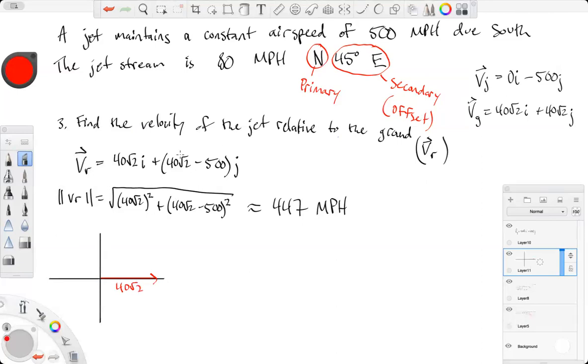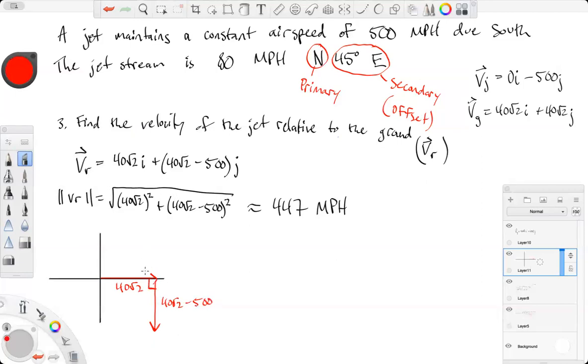And now for the j component, I want to know, is this positive or negative? Looking at this, 40 times the square root of 2, I don't know what that is, but I do know that the square root of 2 is less than regular 2, and 40 times 2 is 80. Minus 500 is definitely going to be a negative number. So all I need to know is that it is a negative number. I'm going to sketch it like that, and then label it what it is, 40 root 2 minus 500.